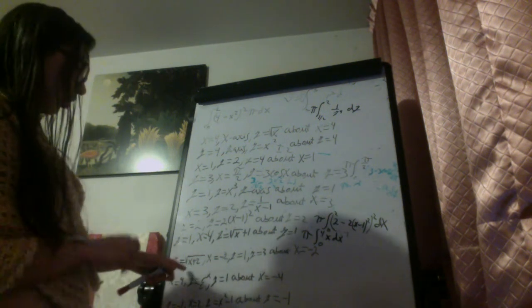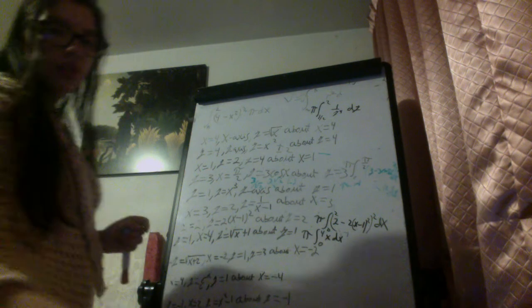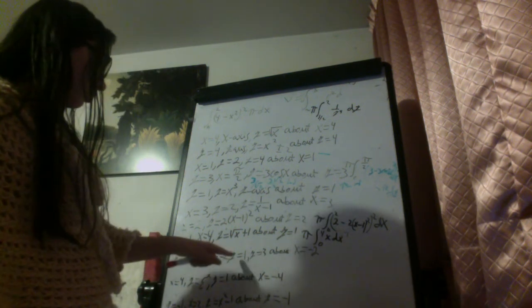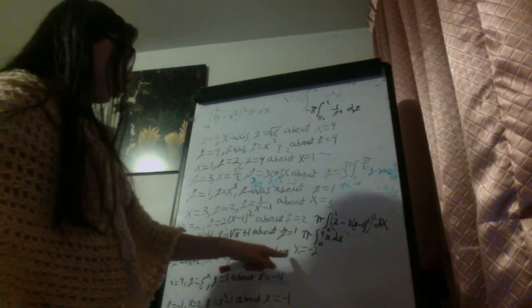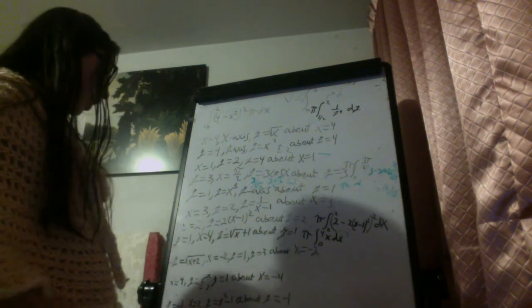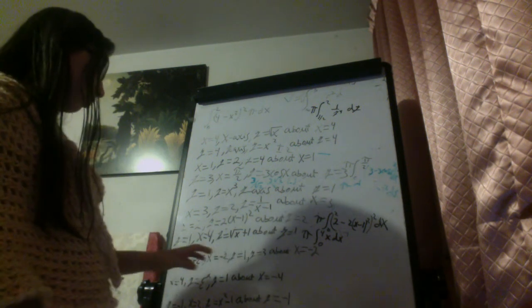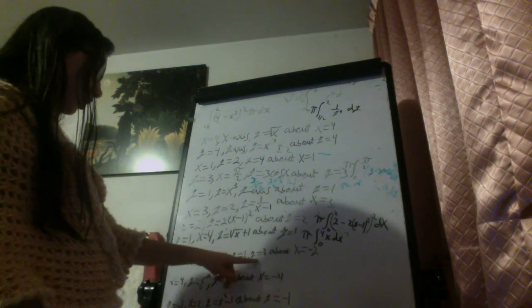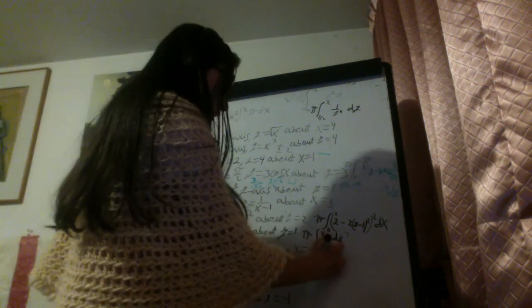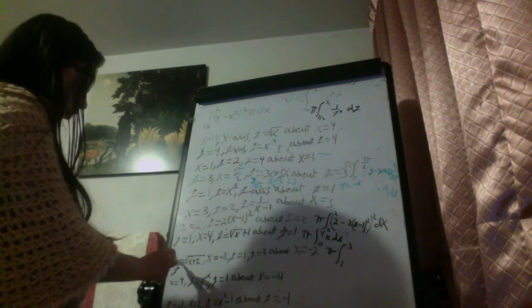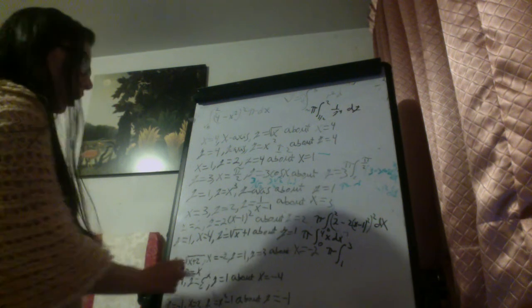The next one is the region enclosed by y equals square root of x plus 2, x equals minus 2, y equals 1, y equals 3, rotating it about x equals minus 2. So the bounds of integration would be y equals 1 and y equals 3. So we have pi times the integral from y equals 1 to 3 of, now the radius. Let's first put this in terms of y, so y squared minus 2 is equal to x.